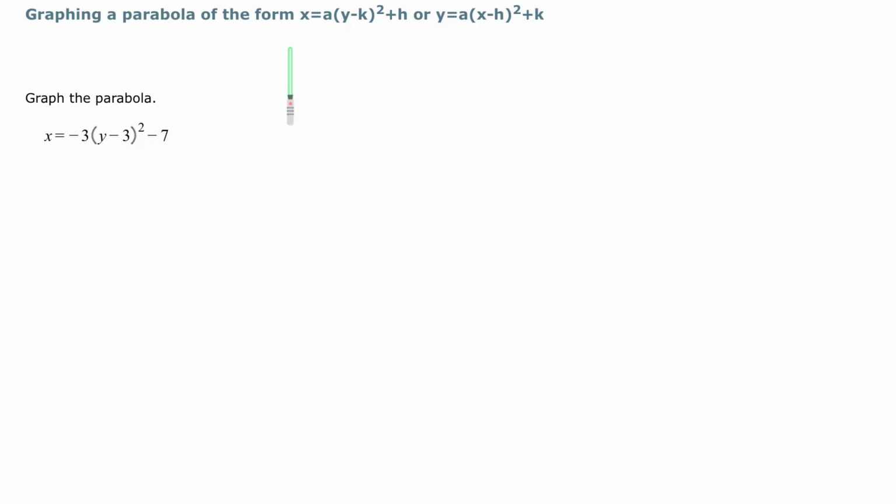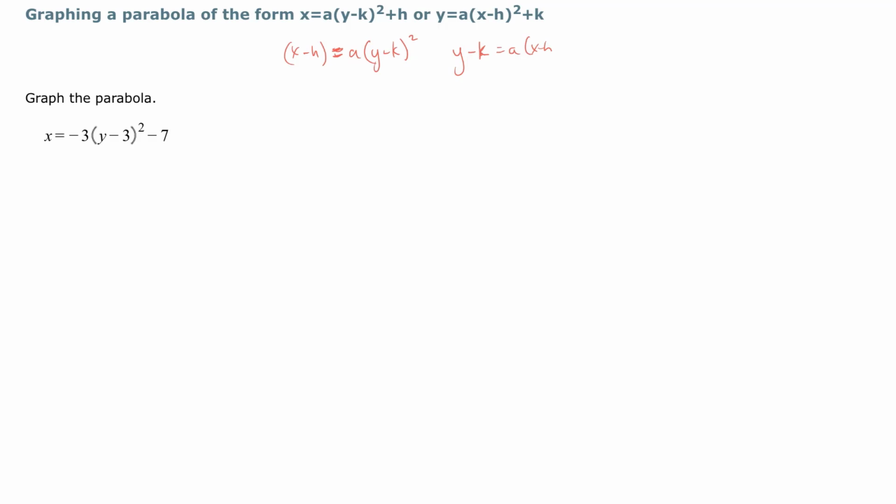Graphing a parabola of the form x equals a times quantity y minus k squared plus h, or y equals a times the quantity x minus h squared plus k. I typically like to switch this so that it looks a little bit more like a conic section, and it looks more closely related to the definition of a parabola. Okay, so I usually switch it like this. And for me, this is a little bit easier.